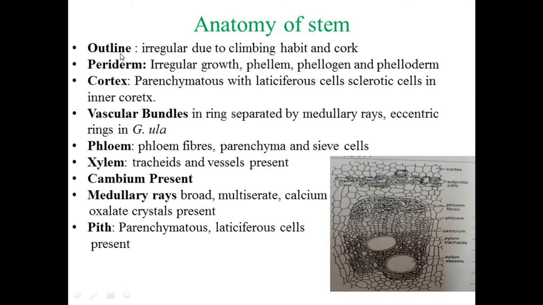As far as its outline, it is irregular, and that is due to the climbing habit that results into the cork, and this results in the periderm with irregular growth having phellogen and the phelloderm. We are familiar with these terms in SYBSc. Secondary growth, when present, shows the phellem, phellogen and the phelloderm.